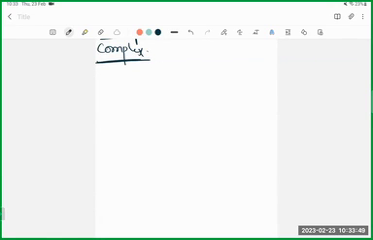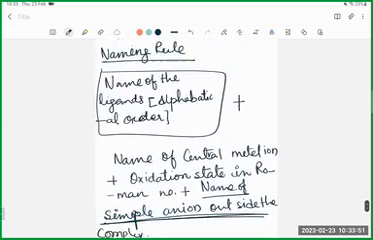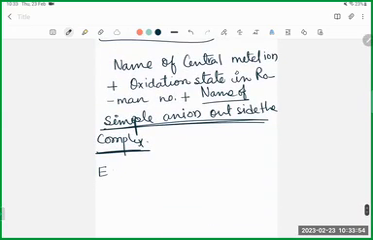Hridaya, are you able to understand? Yes, ma'am. Chalo, we'll start the examples. When we do the example, it will be more clear to you.